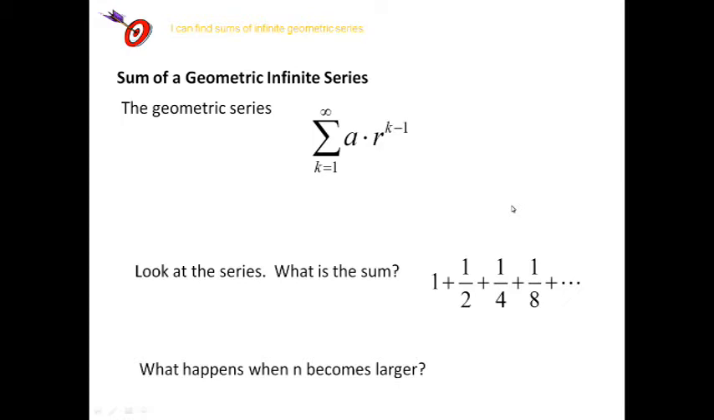Okay, this geometric series here, a times r to the k minus 1 for k equals 1 to infinity. Look at the series. What is the sum? Well, this one, our sum is going to be 1 1/2, 1 3/4, 1 7/8. Every time we're adding a smaller number, so we're getting pretty close to 2 there. What happens when n becomes larger? Well, we start to approach 2. So the geometric series is going to converge if and only if the absolute value of r is less than 1.